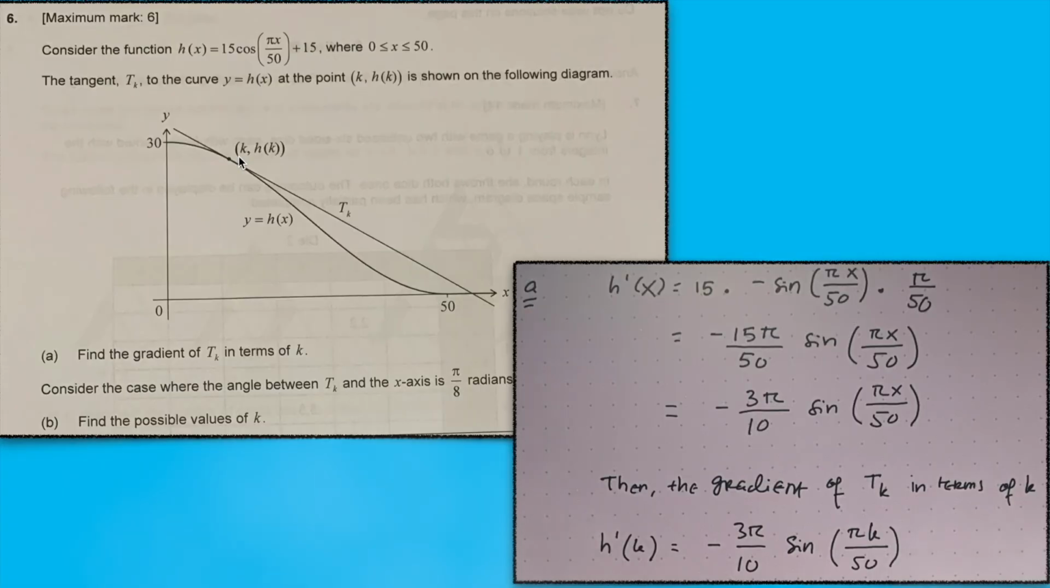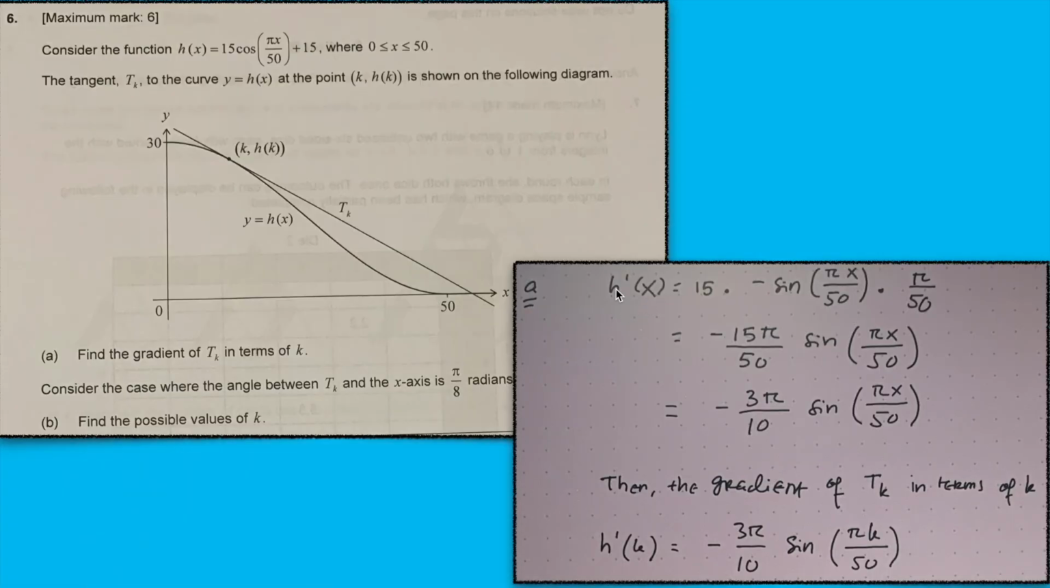Let's try to answer part A. Find the gradient of TK in terms of k. So this should tell us that we have to differentiate h of x and substitute x with the x coordinate, in this case k, like so.